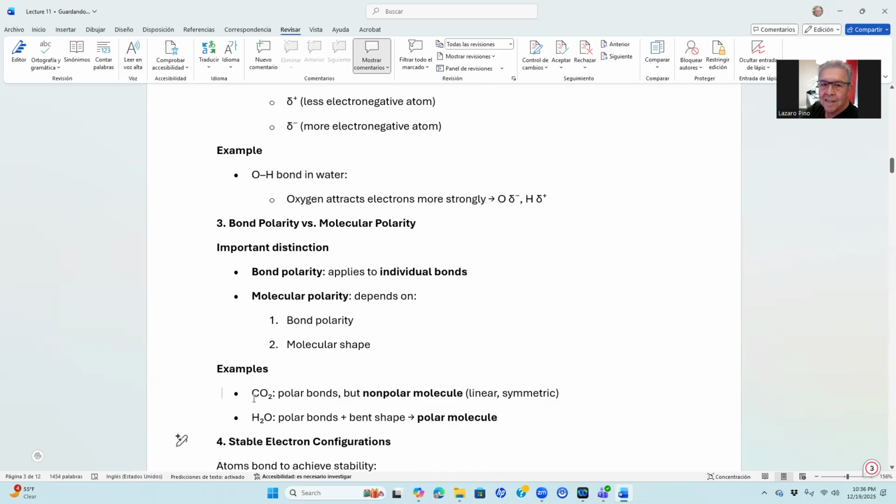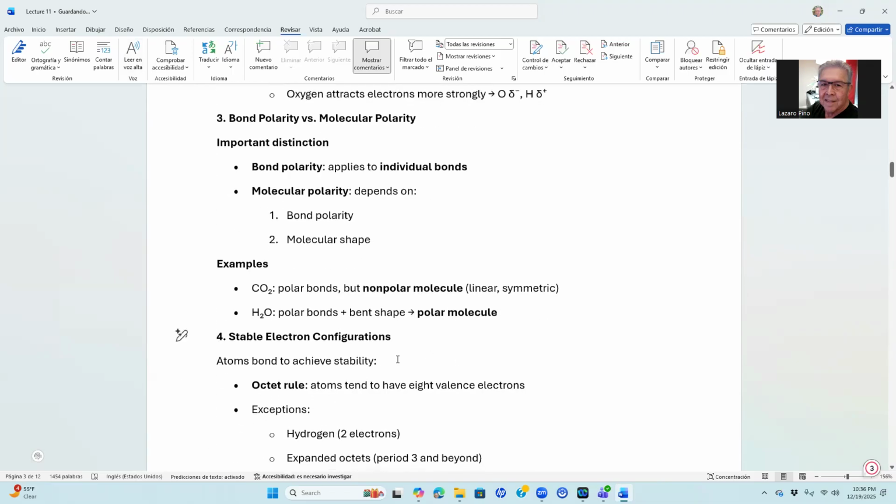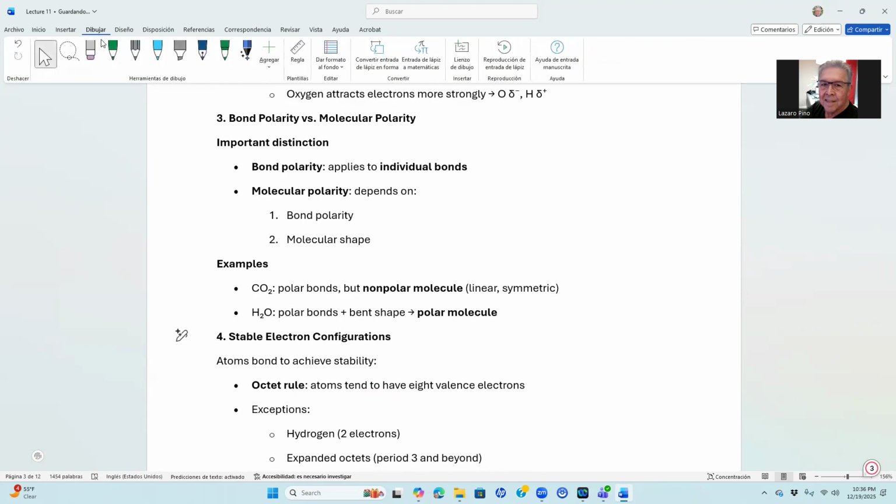Why does this happen? Well, we are going to speak about this later. Now, all I want you to understand is that the shape of the molecule in water is bent, and in carbon dioxide is linear. So this is carbon, one oxygen on one side, one oxygen on the other side.